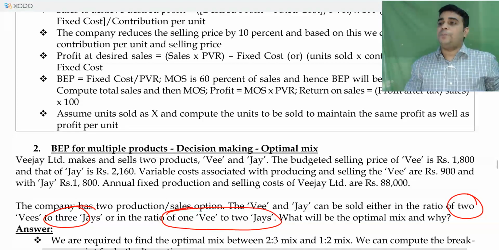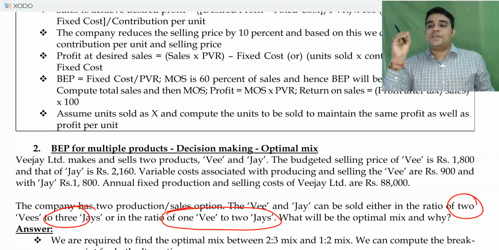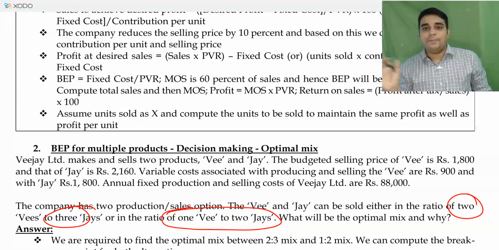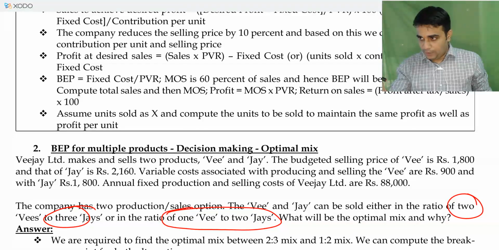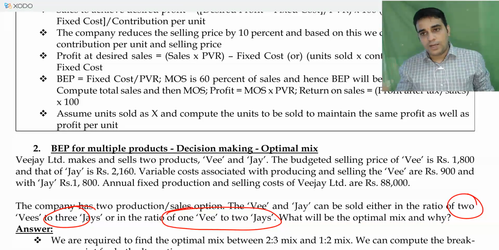Now, if the problem had said that the company plans to sell 60,000 units, what would I have done? 2:3, how many V, how many J, and what is the profit we make? 1:2, how many V, how many J, what is the profit we make? Whichever gives more profit, I can go ahead with that.